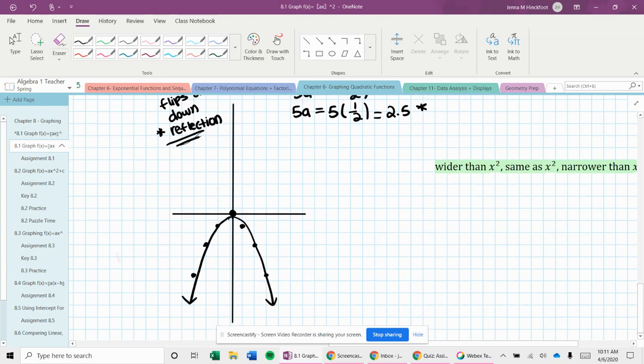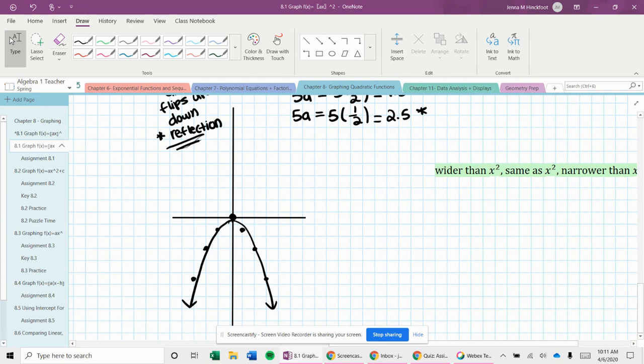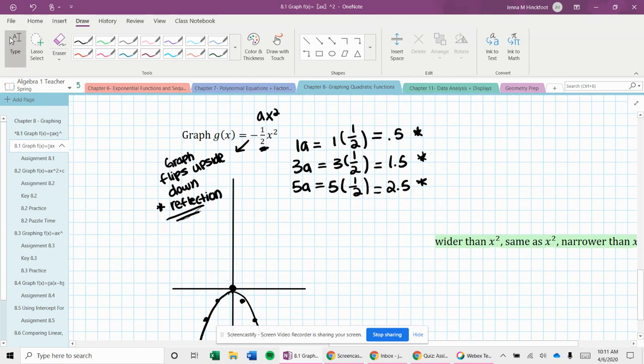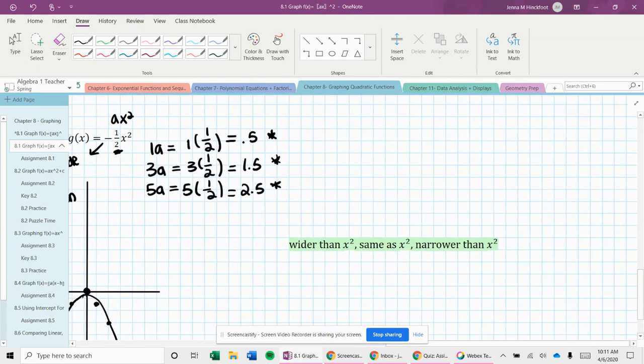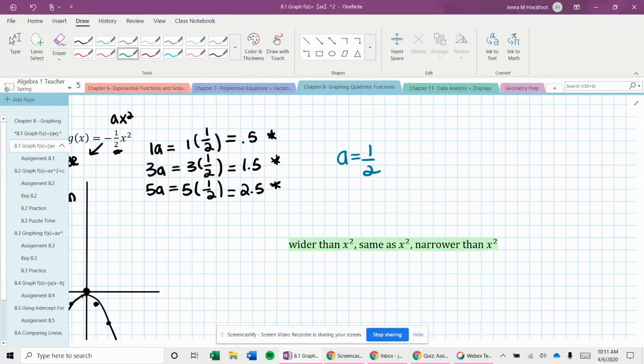So it flips upside down. It now is opening downward because there's a reflection, because you had the negative in the front. Now you're going to answer this question. So your a is 1/2. Remember, it's the same as x squared if a is 1. It's narrower than x squared if a is a whole number, but it's wider than x squared if a is a fraction. So you would answer it's wider than x squared.